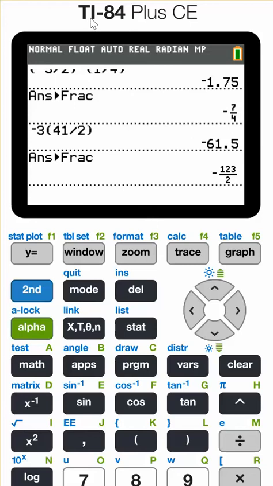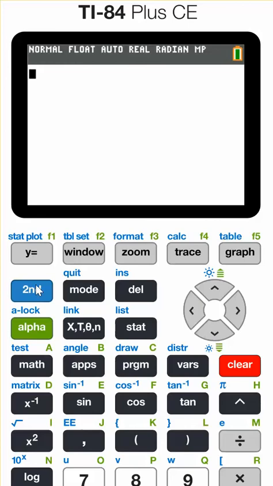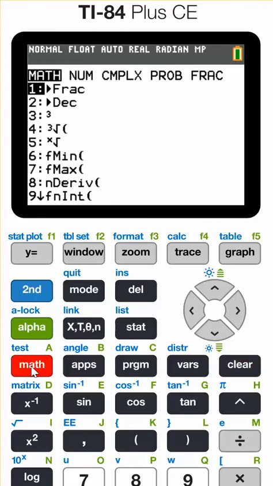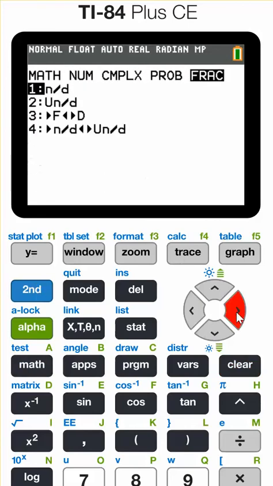Now, it turns out there's another way to do this if you have one of the newer calculators. I'm not sure if it's just the CE, but let me show you how to do that. It's kind of nice, a little bit easier. This calculator has some features that the previous ones don't. So let's go ahead and clear our screen, and we're going to hit the math menu, and we're going to arrow over to fraction and hit, and actually you can see right there's numerator over denominator.